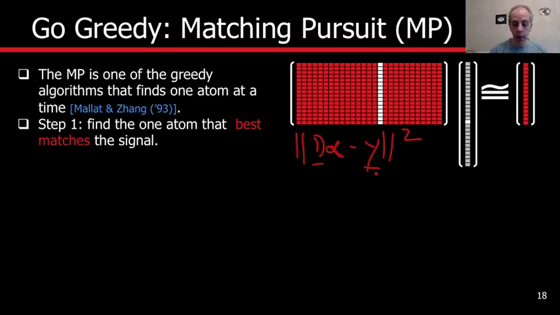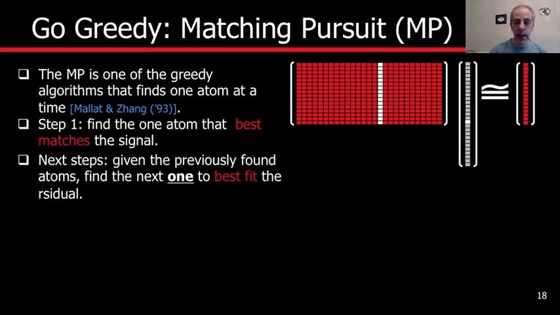So the next time, you keep this one, and basically you go to the one that does the best fit to the error so far. Again, you try all of them, and you keep the one that minimizes the error. Let's just see that again. You try all of them, and you keep the one that minimizes the error.